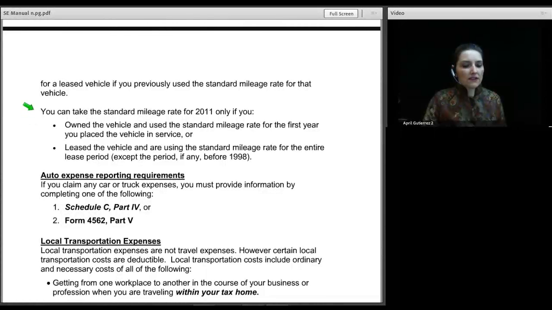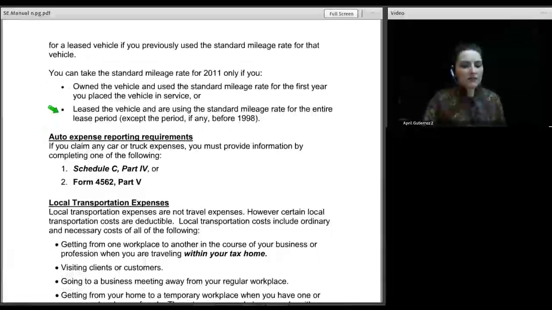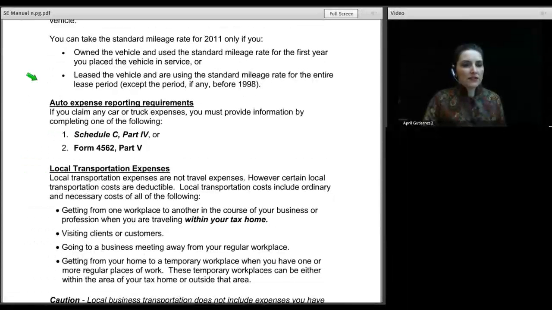You can take the standard mileage rate for 2011 only if you owned the vehicle and used the standard mileage rate for the first year you placed the vehicle in service, or you leased the vehicle and are using the standard mileage rate for the entire lease period. The leased vehicle rule basically means when you have a leased vehicle, you claim actual or you claim standard. You're never allowed to switch between the two. If you start actual on a leased vehicle, you stay there. If you start standard mileage on a leased vehicle, you stay there. You can't flip back and forth.